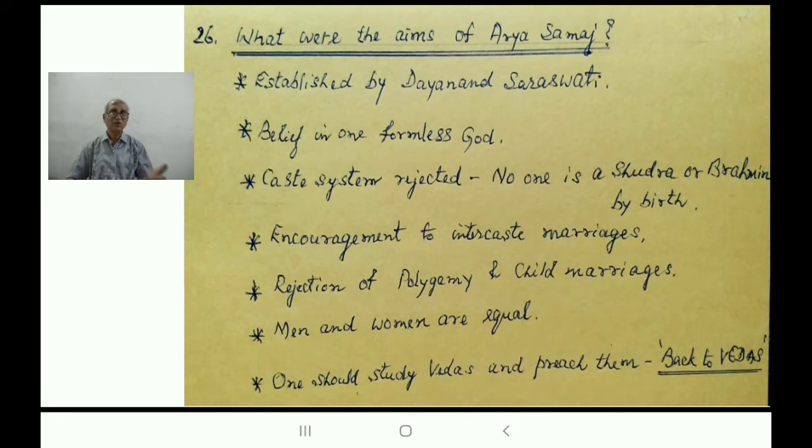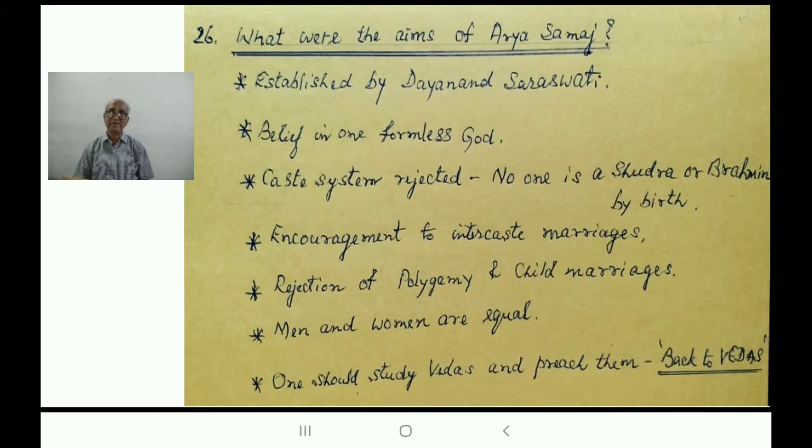Now the rest of the points. What were its aims? Belief in one formless God. Arya Samaj wanted to bring in clarity and explain to the people, whatever be the religion we follow or the sectarian thinking we have, ultimately it is true that we have one formless God, what was believed in the period of Vedas. Caste system was rejected. There's no point in getting stuck to the caste system. No one is a Shudra or Brahmin by birth. That's what Arya Samaj advocated.